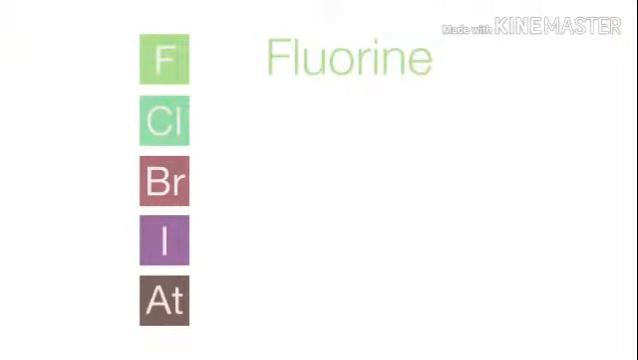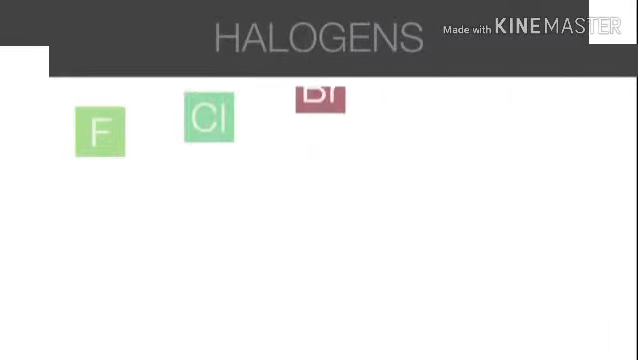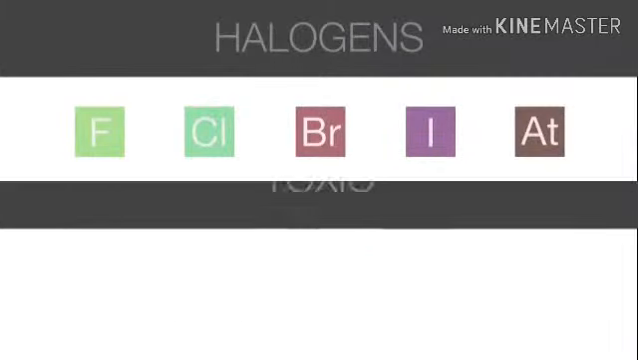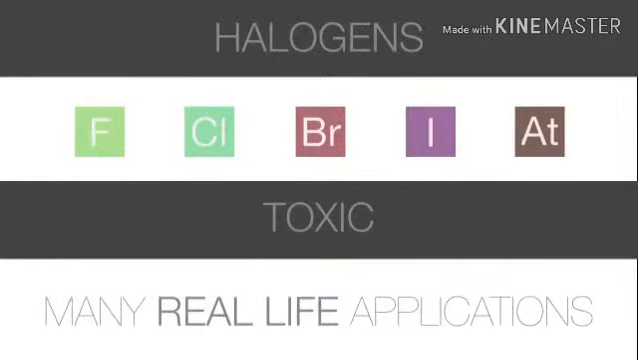The halogens are the elements in group 7 of the periodic table. They are fluorine, chlorine, bromine, iodine, and astatine. Halogens in their elemental form are toxic, though their compounds have many real-life applications.